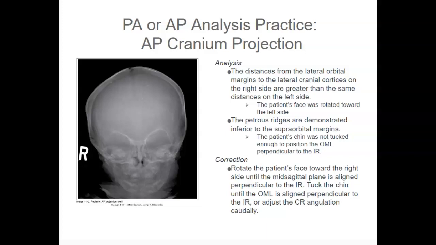Now we're going to take a look at our relationship between our petrous ridges and the supraorbital margins. You can see that the petrous ridges are demonstrated inferior to the supraorbital margins, indicating that the OML is not perpendicular with the IR. So, in order to correct this, we need to rotate that patient's face toward the right side so that the MSP is aligned perpendicular to the IR, and adjust the OML so that it is aligned perpendicular to the IR to obtain an adequate image.